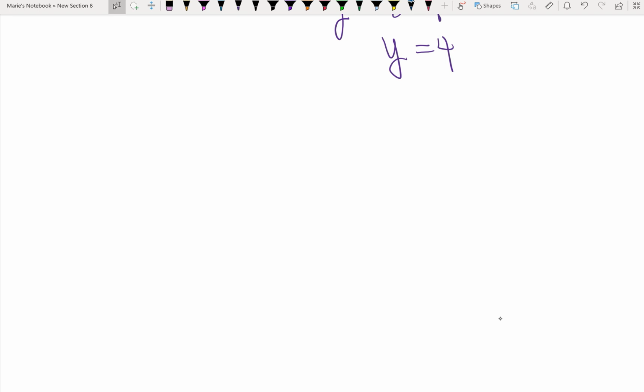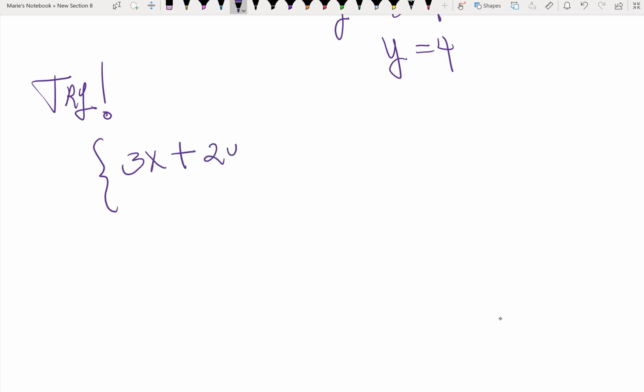All right, so here's the try question. So I'm going to give you this system. You're going to solve by substitution. Here's 3x plus 2y is equal to 4. And here I'm giving you 2x plus y is equal to 1. Find the solution. Give you 2 minutes.